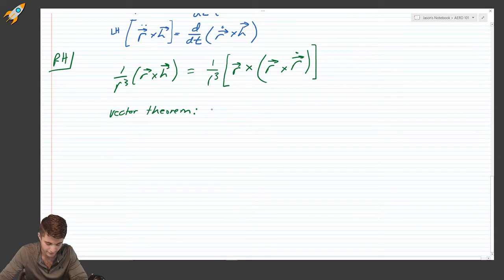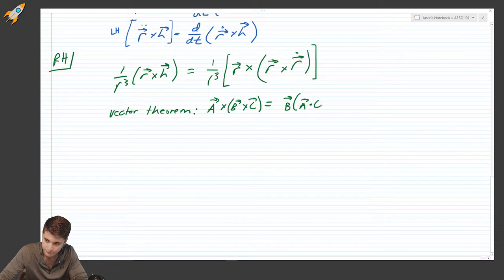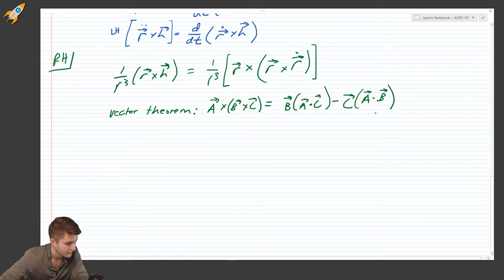That looks like this, okay? Vector A crossed with the quantity of vector B crossed with vector C is equal to the vector B multiplied by the scalar dot product of vector A and vector C minus the vector C multiplied by the scalar dot product of vector A and vector B. How people came up with this, don't ask.